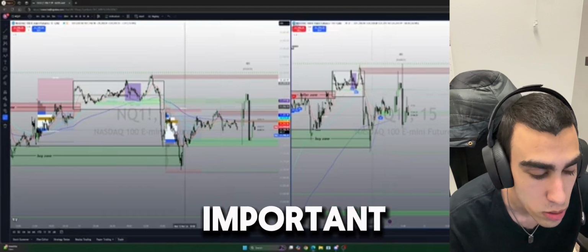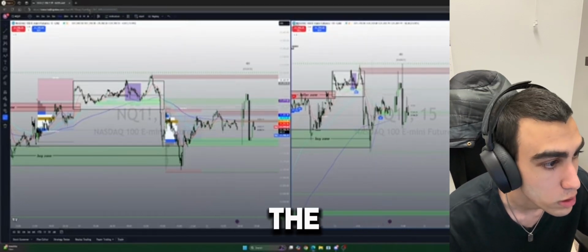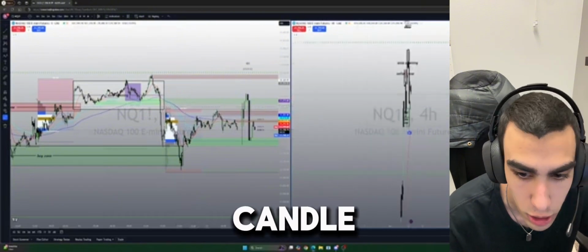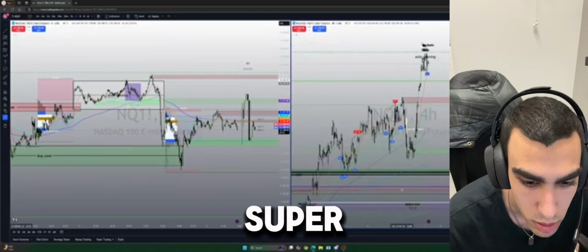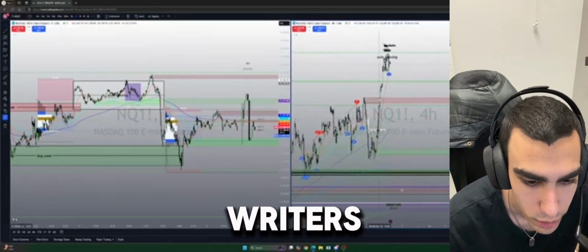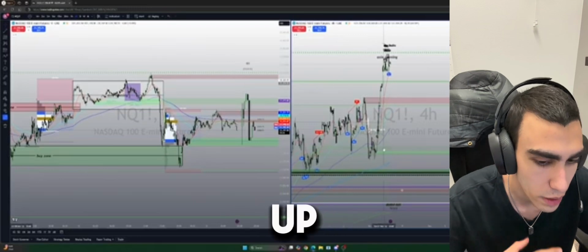So this is why it's also important to look at the higher time frame to get more so of a confluence. Because if I go to the 4 hour, right? Each candle on my left side is going to be worth 4 hours, right? If you look at this, this is super bullish, right? Right here, this is the area when Trump got elected, right? Very bullish, more so of a leg up.